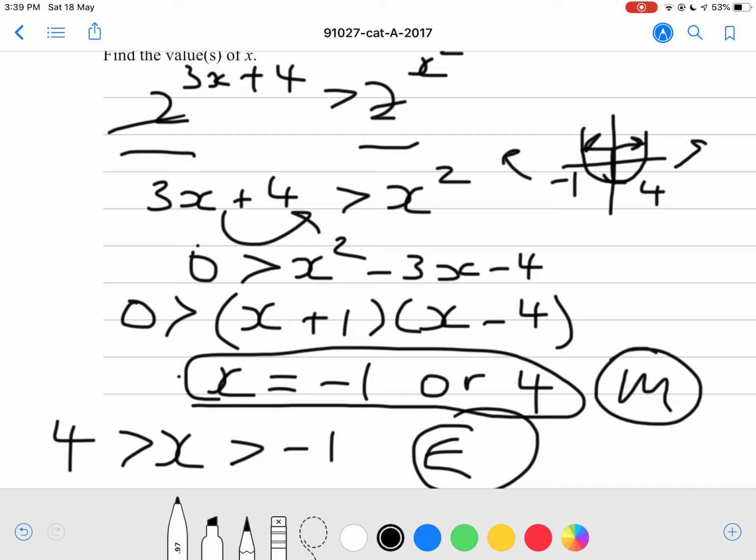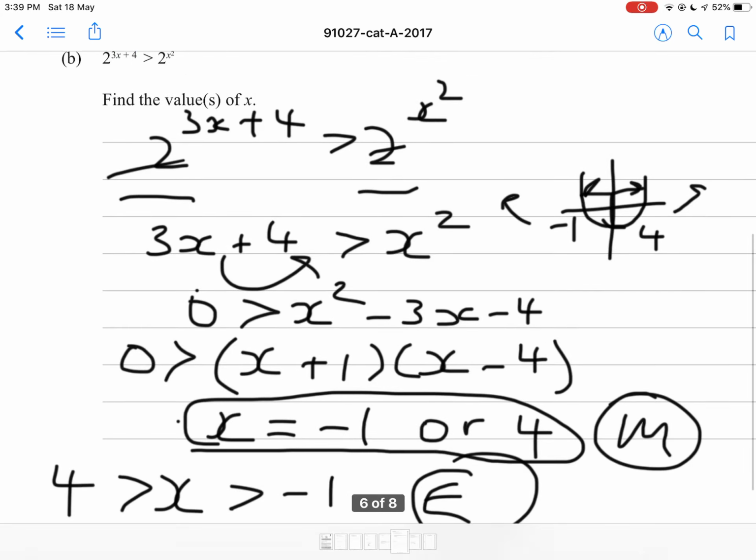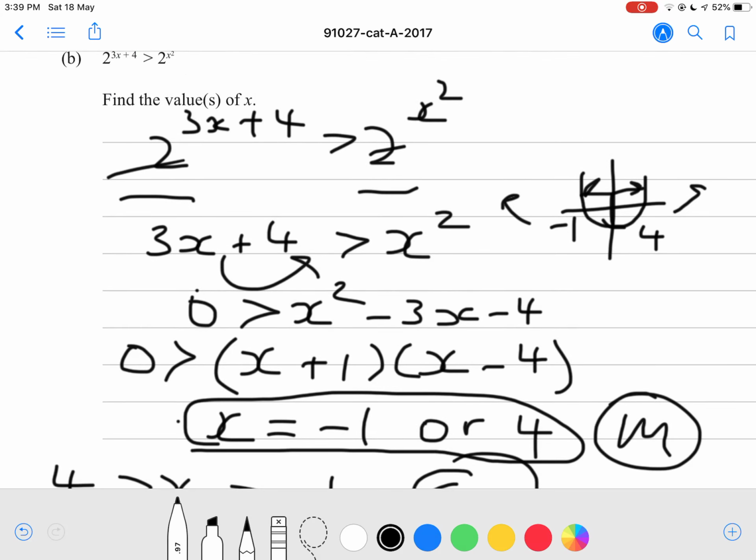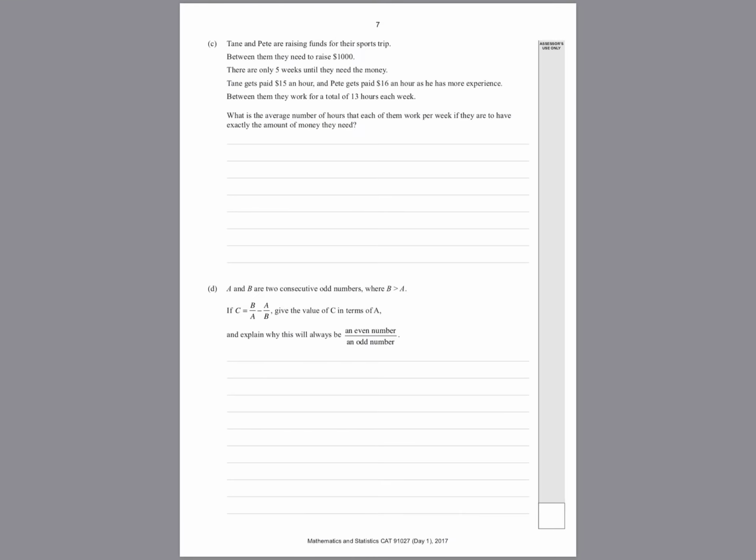To get an achieved, relationship given for the exponent, so basically you can just say 0 is greater than x squared minus 3x minus 4. Or you can just have a consistent solution. So if you make a minor mistake, you'll still get an achieved mark, okay?